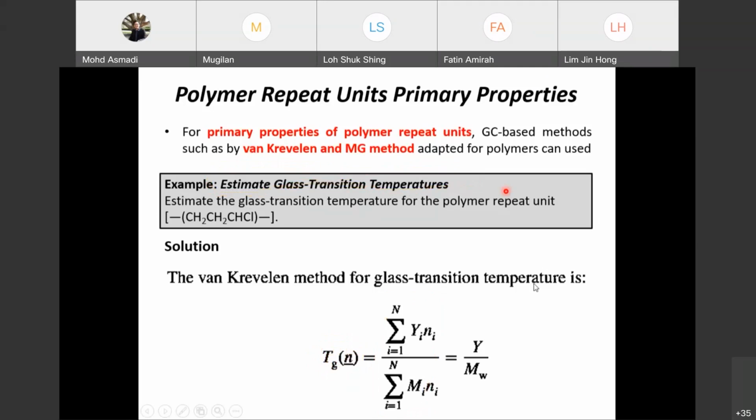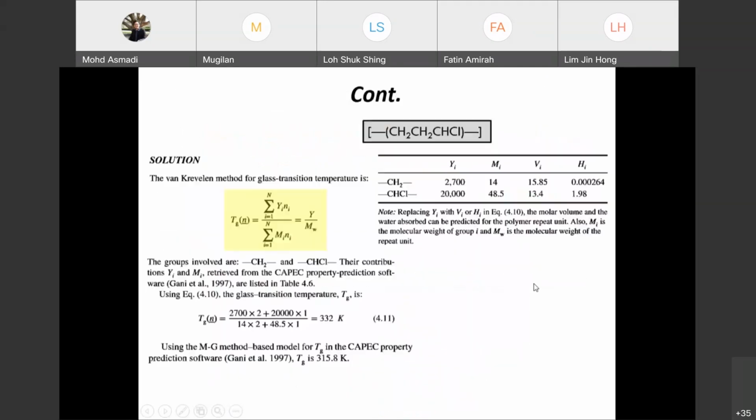So if you look here, this is already given, Y, this one M, so just substitute. Then you can calculate the Tg. So you have to refer to this one. Please look at the CAPEC property prediction software, Ghani 1997. So we can calculate the glass transition by using the Van Krevelen method. Any questions about this one?